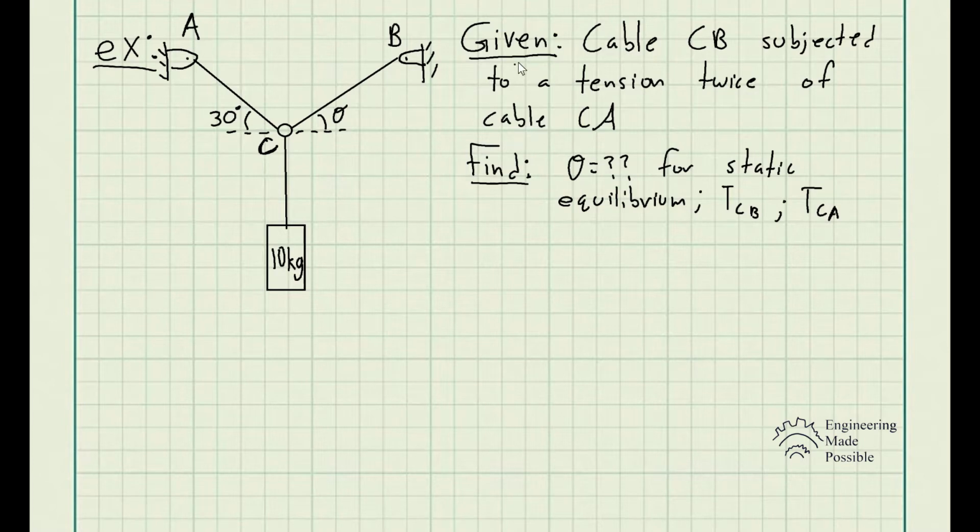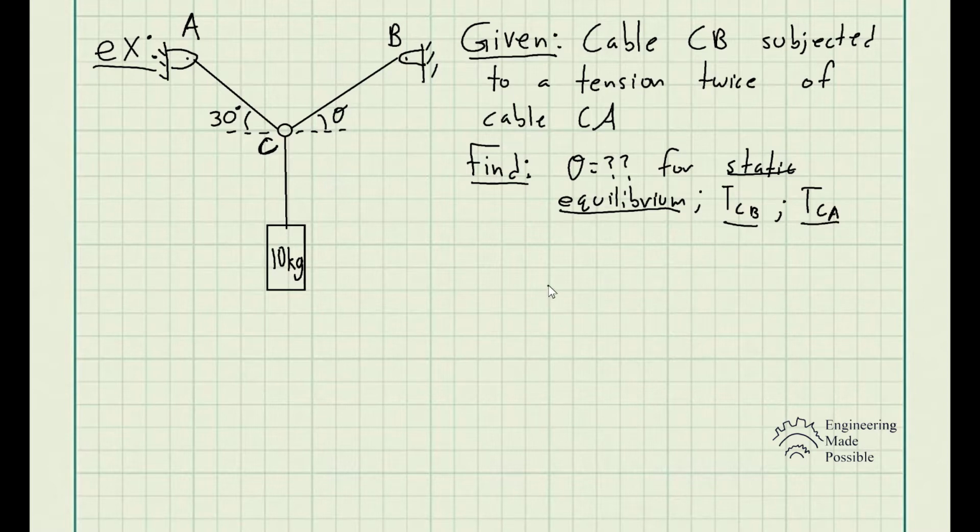This problem statement gave us that the cable CB is subjected to a tension twice that of the cable CA. Now we're supposed to find the angle theta here for static equilibrium, as well as the tension in cable CB and the tension in cable CA. In other words, how much force or tension is going through that cable specifically.